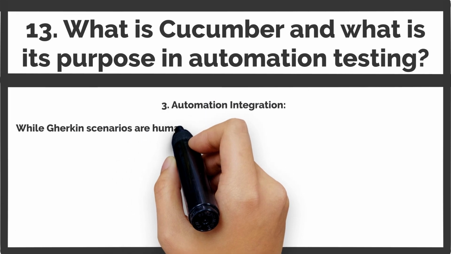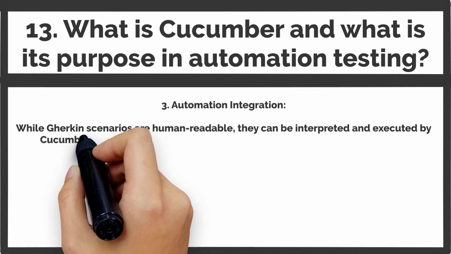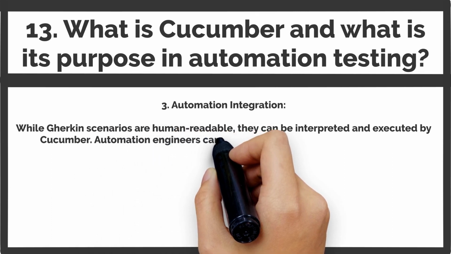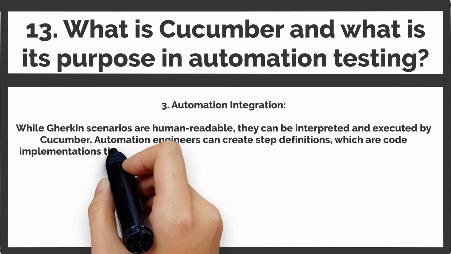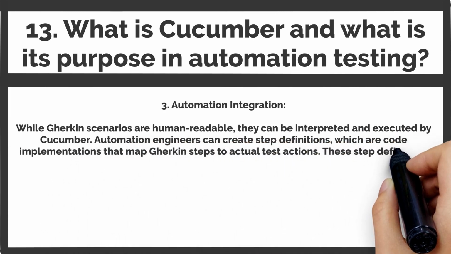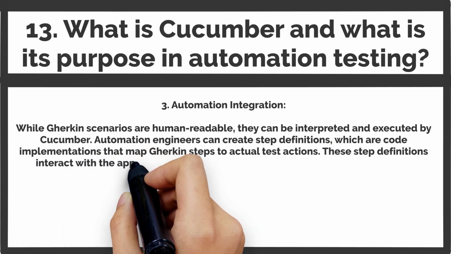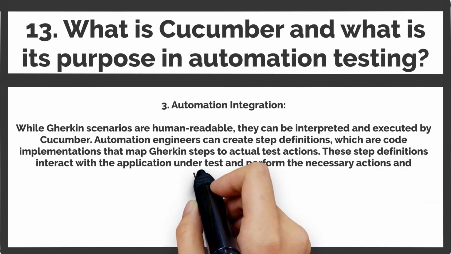3. Automation integration. While Gherkin scenarios are human-readable, they can be interpreted and executed by Cucumber. Automation engineers can create step definitions, which are code implementations that map Gherkin steps to actual test actions. These step definitions interact with the application under test and perform the necessary actions and verifications.